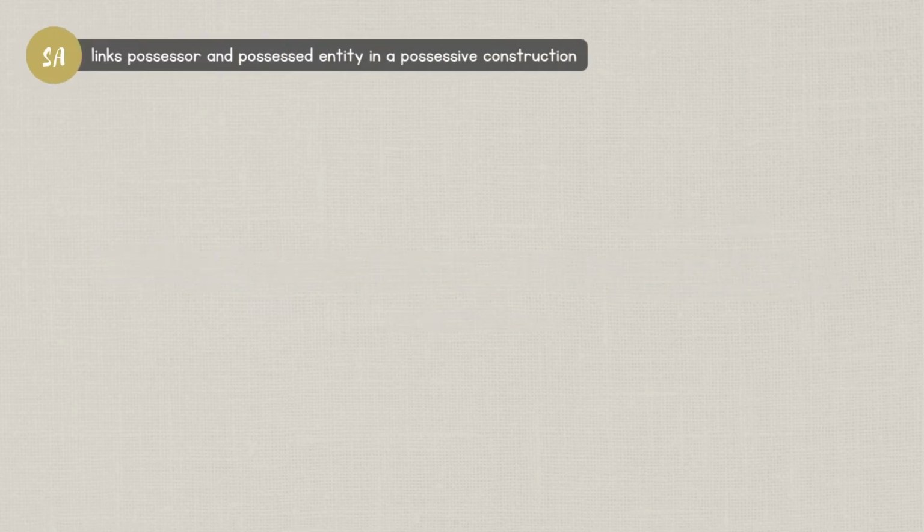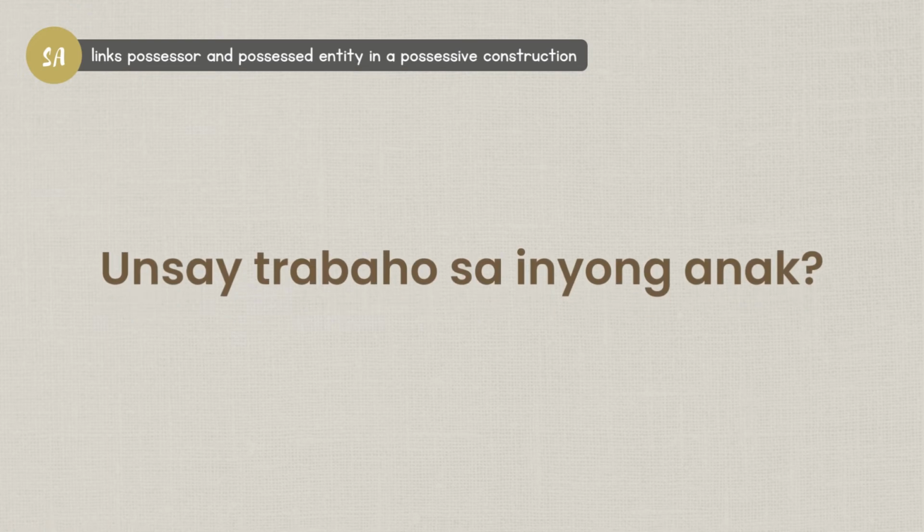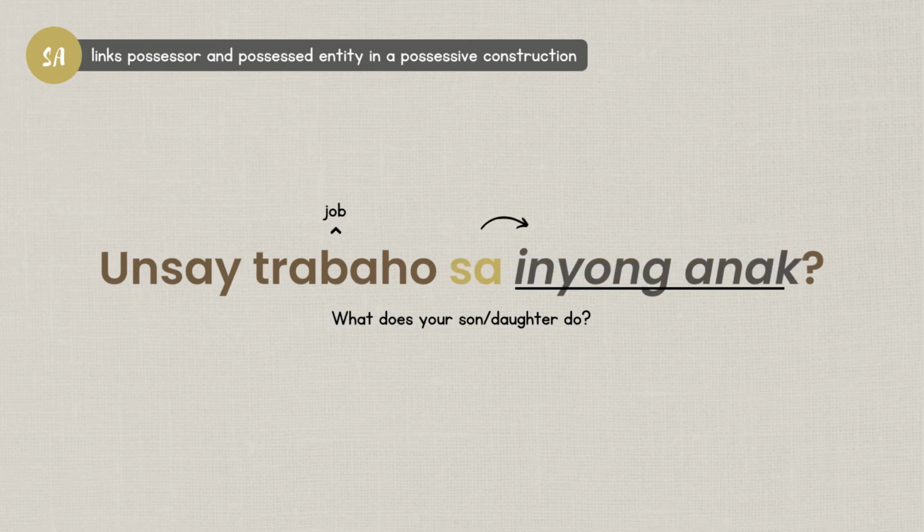The marker sa also links possessor and possessed entity in a possessive construction. Unsay trabaho sa inyong anak? A question asking the job of your son or daughter. The possessed entity here is the job, and we use the marker sa to link the job to the possessor, which in this sentence is your son.